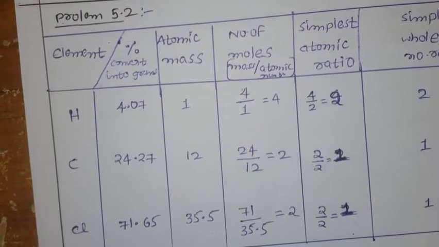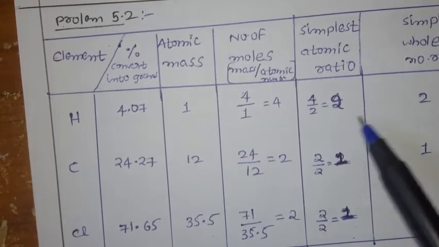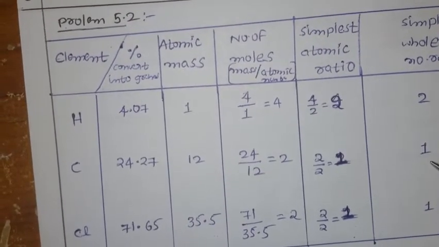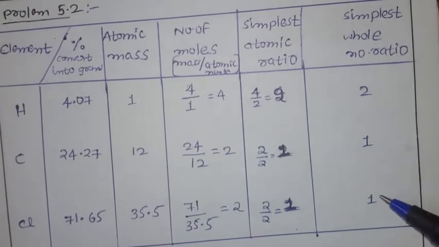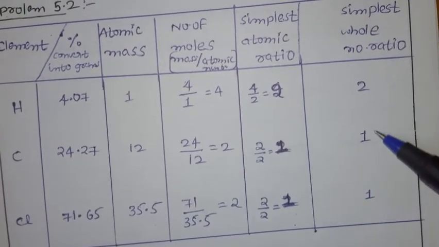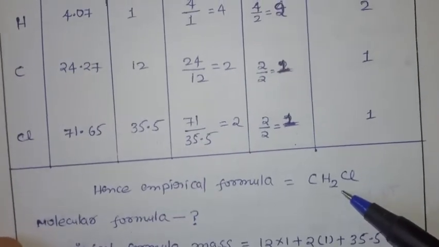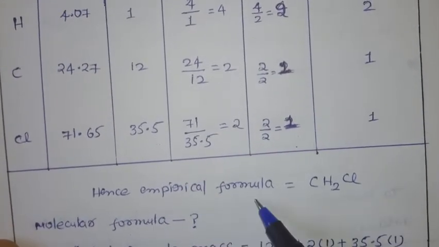So finally the simplest whole number ratio is 2 1 1. After conversion you are getting 2, 1, 1. Whatever numbers you are getting, you have to write them as the subscript for the particular element. So here, what is the empirical formula?